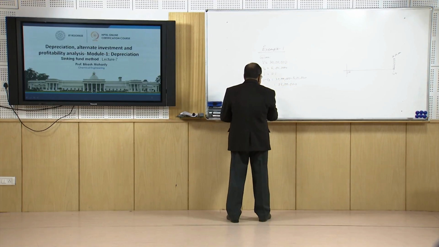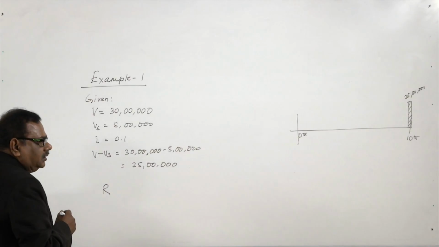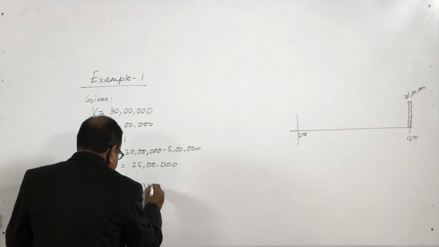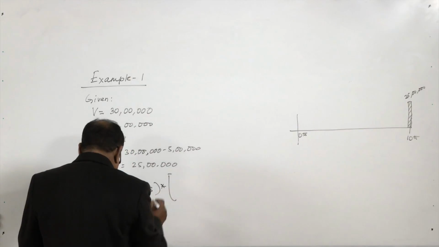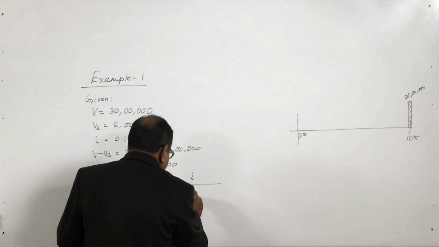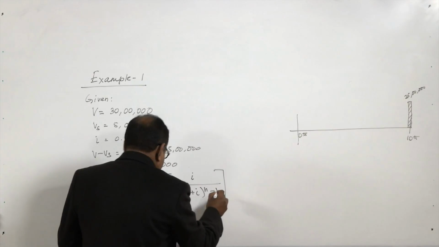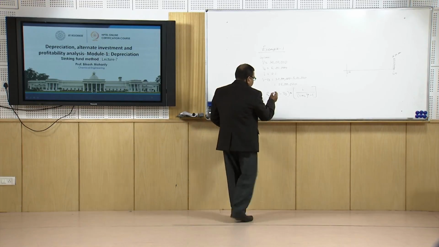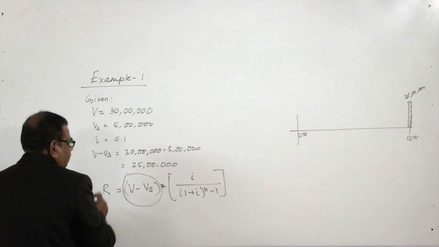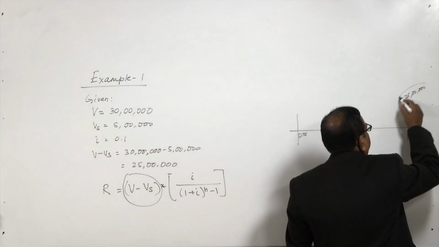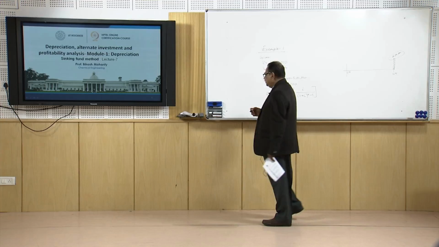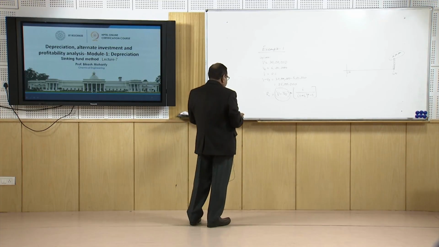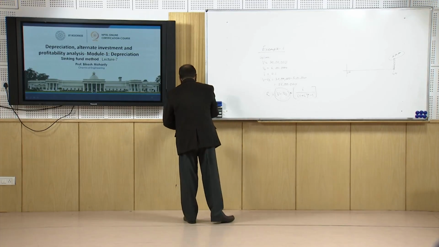So, my equation is R, which is the annuity payment, the depreciation payment each year, is equal to V minus Vs into i divided by (1 plus i) to the power n minus 1, where this V minus Vs is nothing but this value, which is a future value. So, the value of R can be computed using this formula.